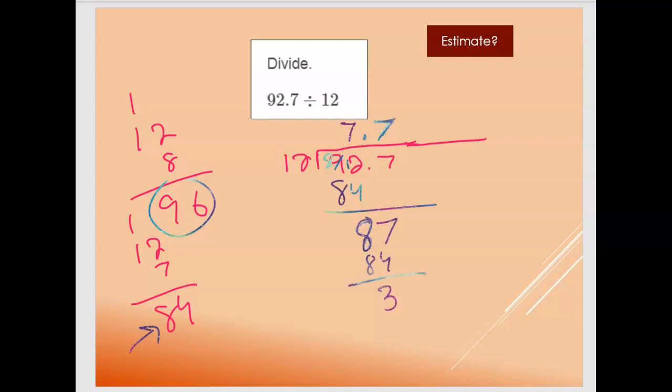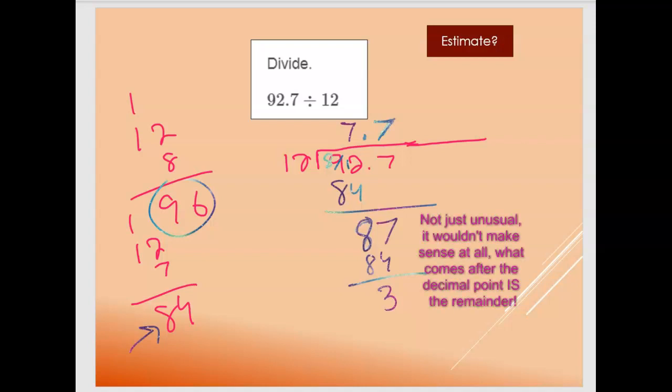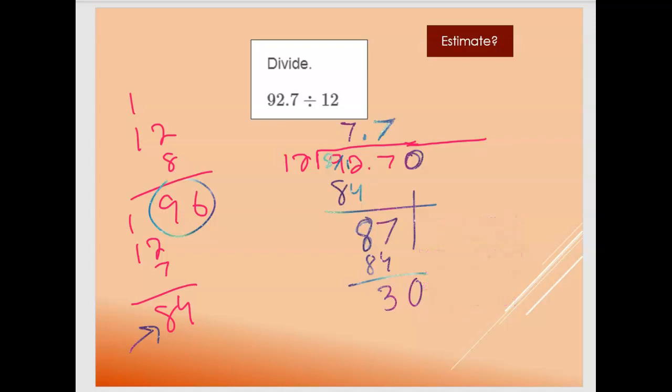87 minus 84 is 3, but we don't want to have a remainder. When you're putting your answer in the form of a decimal, you don't want a remainder. If you say 7.7 with a remainder of 3, that's a little bit unusual. So we want to bring it out another digit. Let's put a 0 here. How many times does 12 fit into 30? Well, 12 times 1 is 12. You go 12, 24, 36. So 12 times 3 is 36. It must be 2. 12 times 2 is 24. 30 minus 24 is 6. So we still have a remainder. Let's bring out another 0.